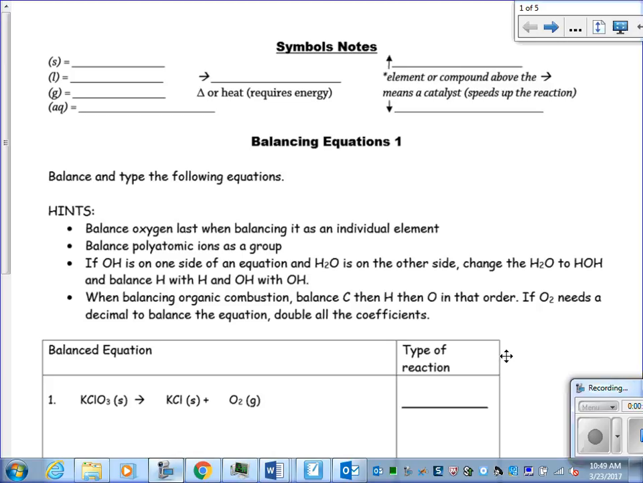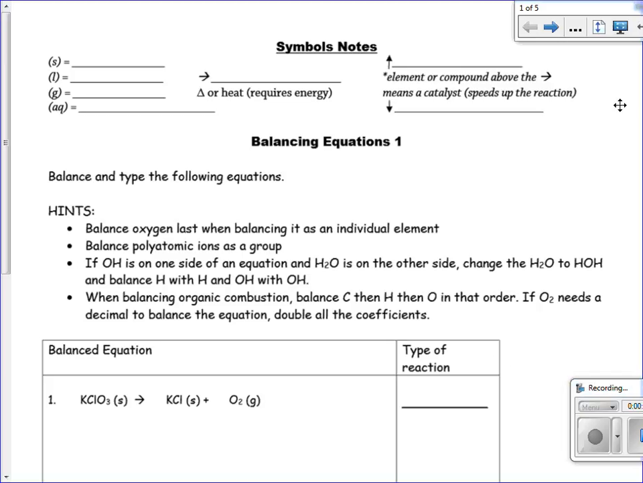Going to be talking about how to balance reactions. But before we do that, there are some symbols noted in the reactions themselves that you may not know what they mean. So we're going to go over and outline them, okay?